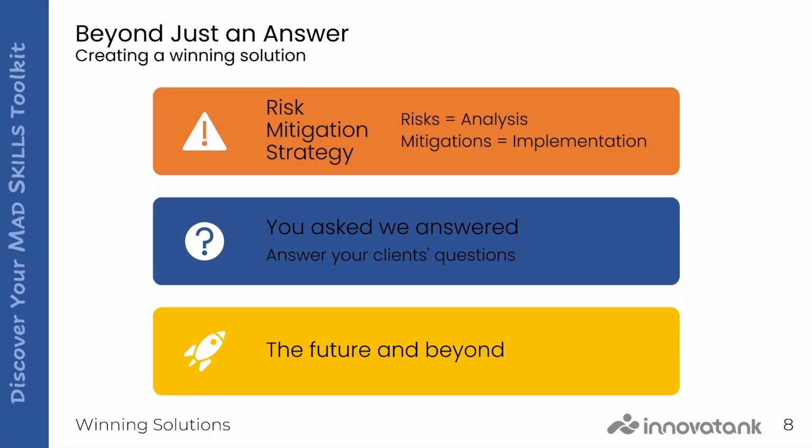The risk should show up in the analysis, the mitigation and the implementation. And just showing them, we thought about these risks. We also thought about how to solve those risks. And we did that as we told you the solution. And then your risk and mitigation strategy slide becomes more of a summary of what you've talked about. You can also look at, you asked, we answered.